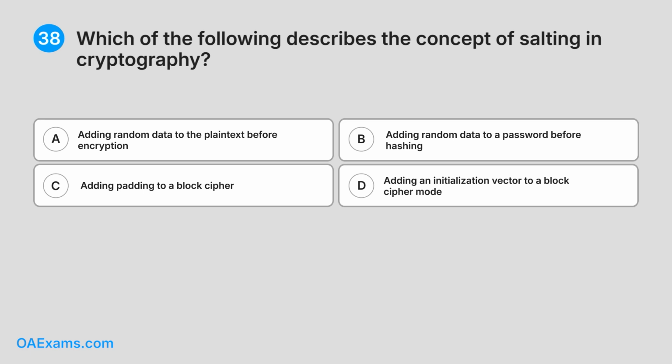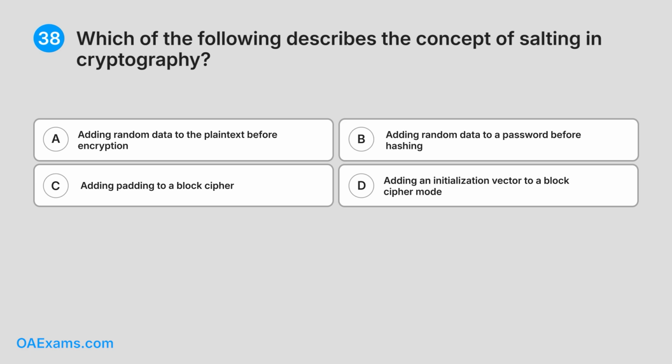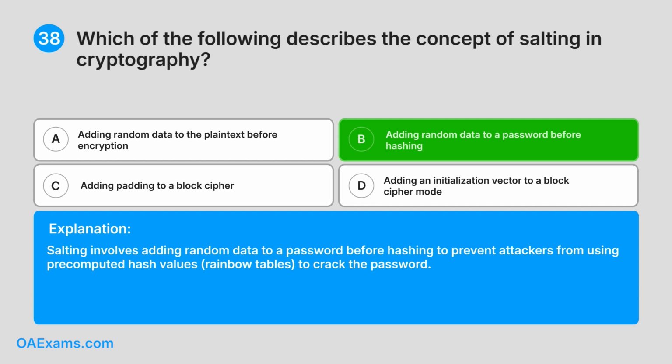38. Which of the following describes the concept of salting in cryptography? A. Adding random data to the plain text before encryption. B. Adding random data to a password before hashing. C. Adding padding to a block cipher. D. Adding an initialization vector to a block cipher mode. Do you know the answer? Correct answer: B. Adding random data to a password before hashing. Explanation: Salting involves adding random data to a password before hashing to prevent attackers from using pre-computed hash values, rainbow tables, to crack the password.